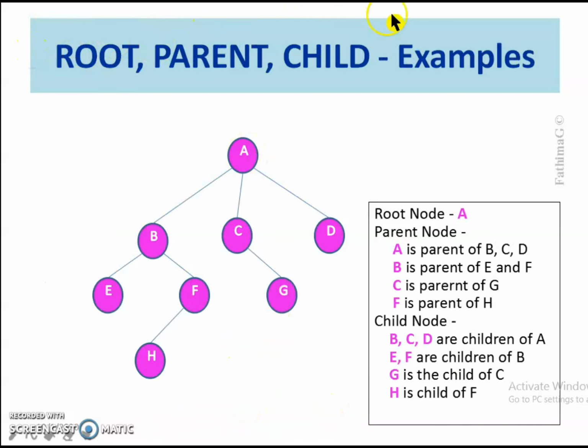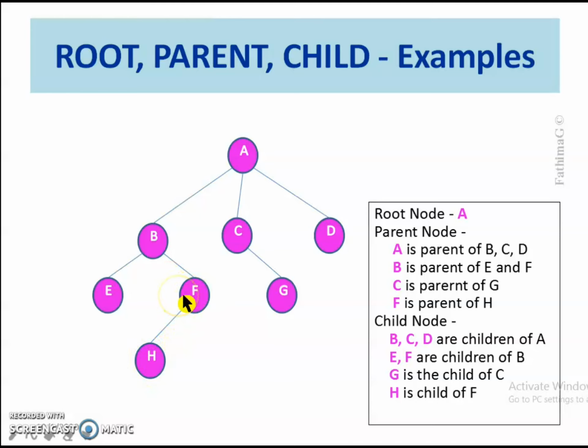Let us visualize the terminologies with an example. Consider the tree shown. In this example, A is the root node from where the tree originates. The node A is the parent of B, C, D. Node B is the parent of E and F. Node C is the parent of G. And node F is the parent of H.